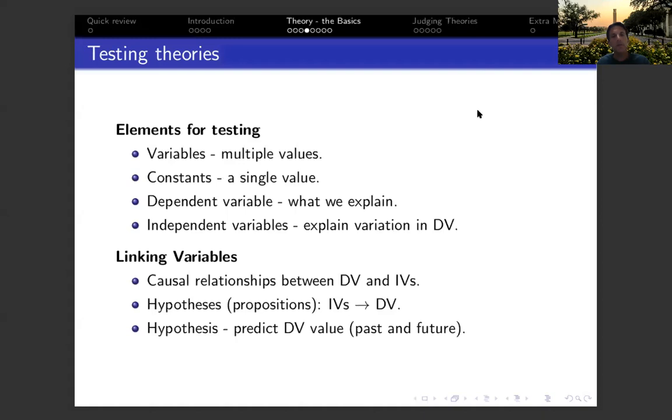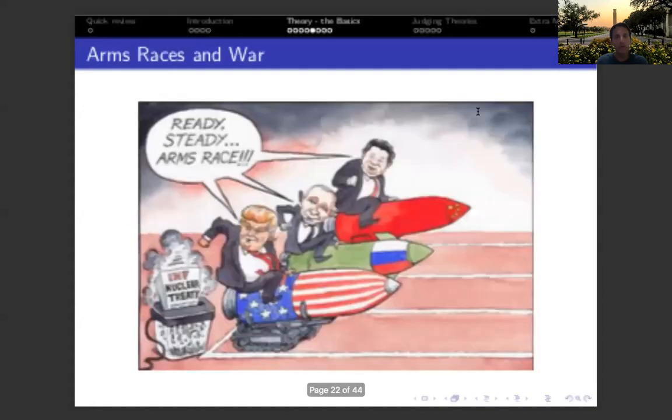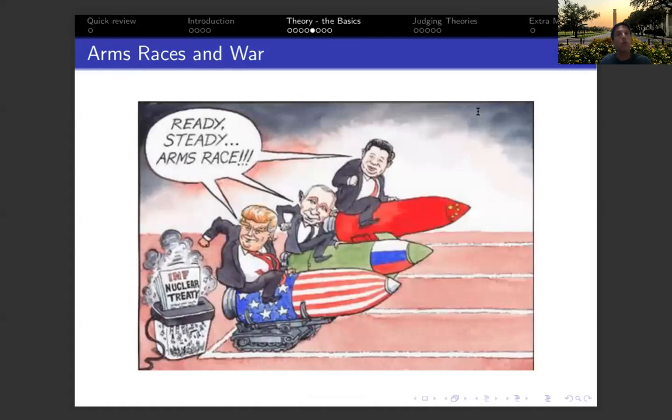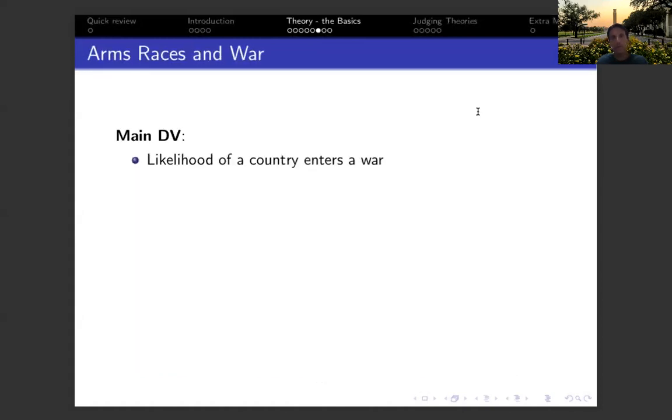Let me give you an example so we can illustrate this part of the discussion. How do we actually identify those elements and test the theories? So how can we explain the relationship between arms races and war? How does greater expenditure on military technology, in order to develop more types of weapons, more arms, lead to war? All right, so the main dependent variable, if we want to study arms race theory, is the likelihood that some country is going to enter a war.